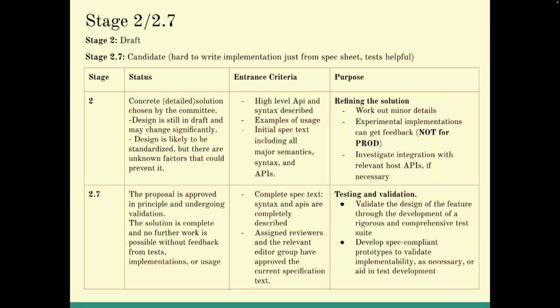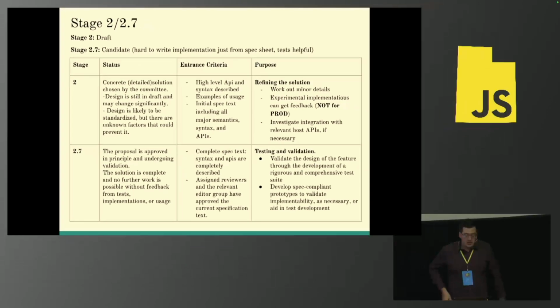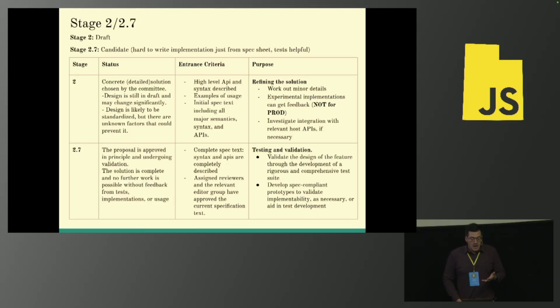Stage 2 is typically referred to as a draft. So what does it take to get there in regards to the entrance criteria? You'll need to have the high-level API described, so you know how it's going to look, examples of the usage, the spec, semantics, etc. And this is when, for stage 2, you start having that detailed solution, which will be identified and chosen by the committee, if you will.